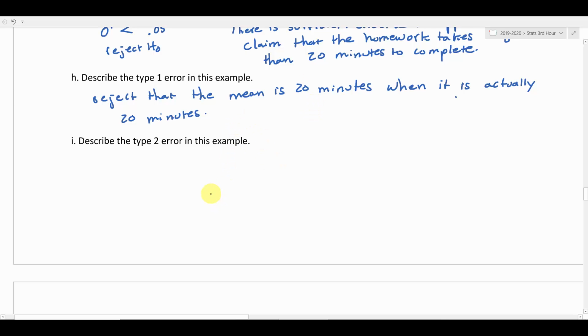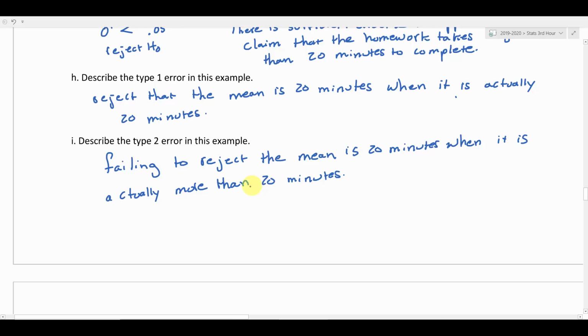So for a type 2 error, a type 2 error is failing to reject the mean as 20 minutes when it is actually more than 20 minutes. So we fail to reject the null hypothesis, right, when it is actually false. Okay, so that's the technical definition, but in the context of the problem, that would mean that we are failing to reject that the mean time spent on homework is 20 minutes when it actually is more than 20 minutes.